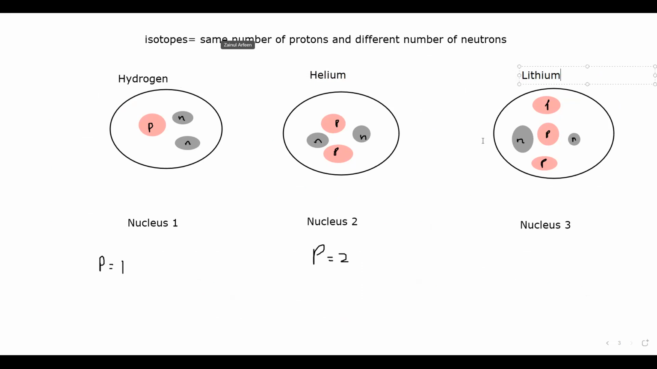So these are different elements, but they are not isotopes. To be an isotope, they should have a different number of neutrons, but they should have the same number of protons. If I give another example, to check the isotope, we mainly check the proton.